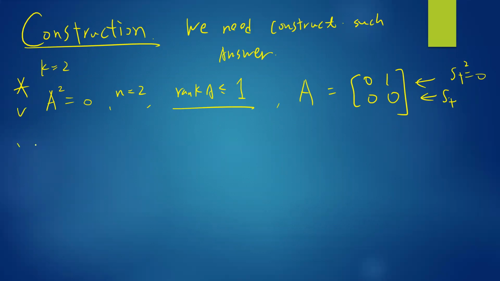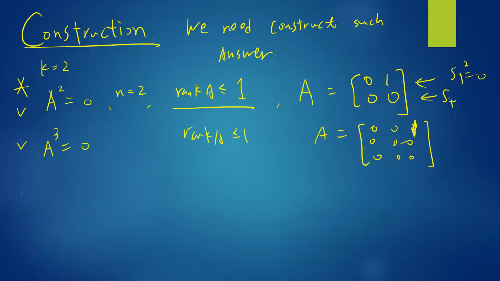Perfect. And how about A cubed equals 0? Rank A is 1, so I can do the same thing. I can get 0, 0, 0, 1 here, and 0 everywhere else, and you can check this is true. Oh, sorry, A squared equals 0 and consider N equals 3. Okay, it's fine.